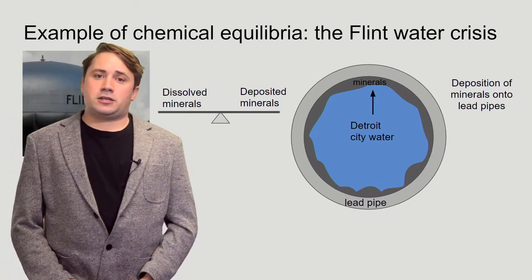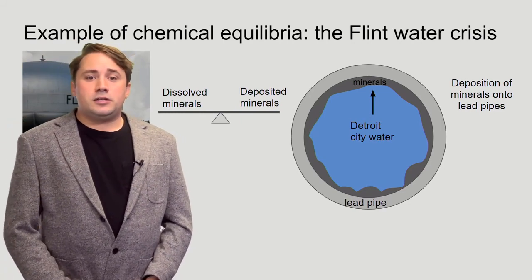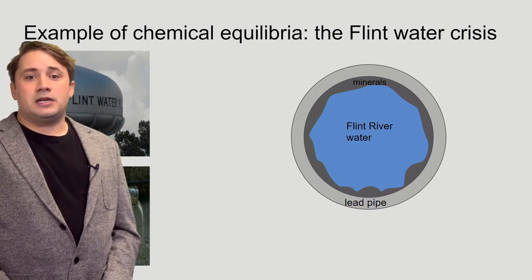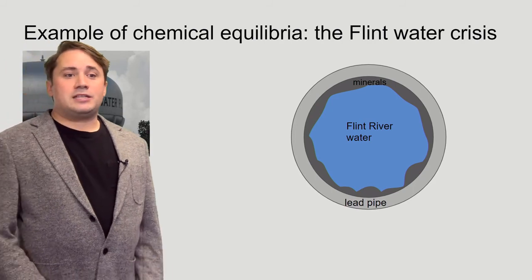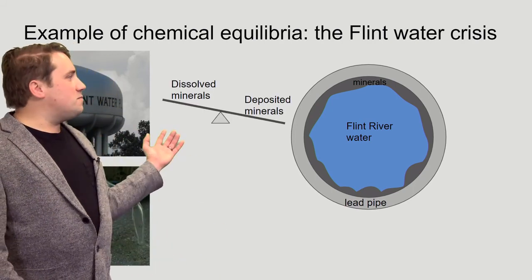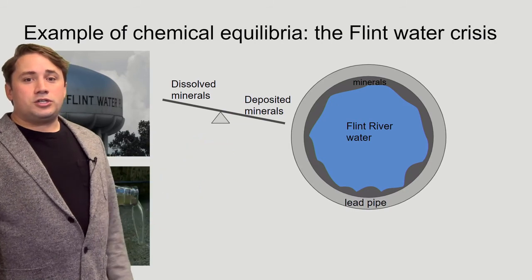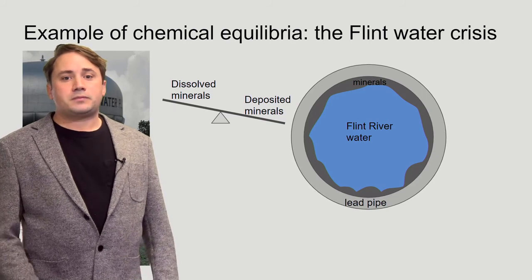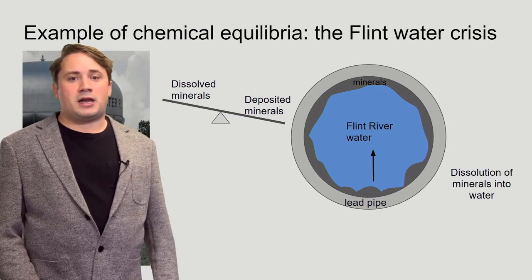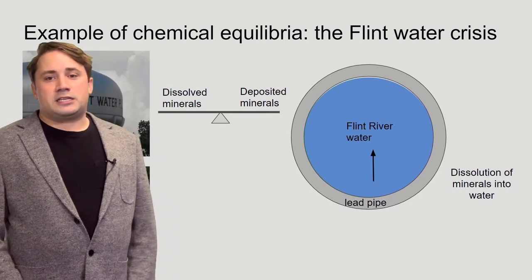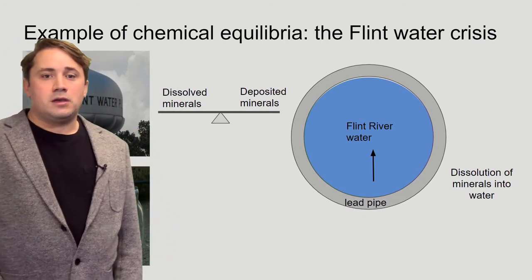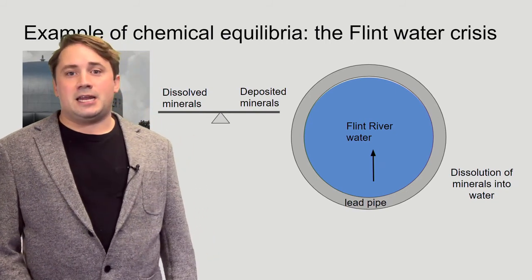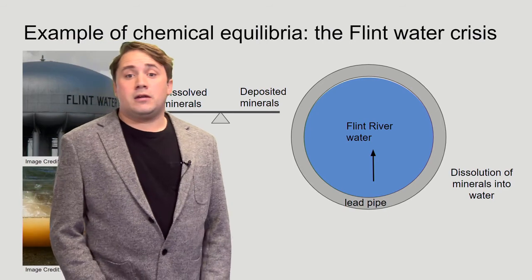But in 2014, as a cost-saving measure, the city of Flint changed its water supply to the Flint River, but they did not adequately modify the chemistry to keep these crusts in place. As a result, the equilibrium between dissolved minerals and deposited minerals shifted such that when the chemical system moved to restore equilibrium, these crusts dissolved from the walls of the pipes, eventually directly exposing drinking water to the lead pipes, causing massive lead poisoning, with lead levels in drinking water between 10 and 1,000 times what the EPA recommends for drinking water consumption.